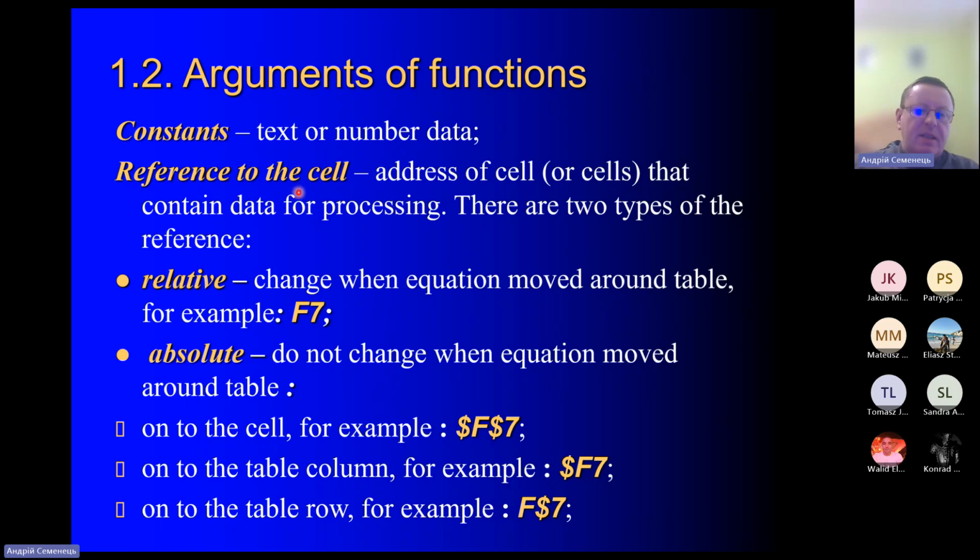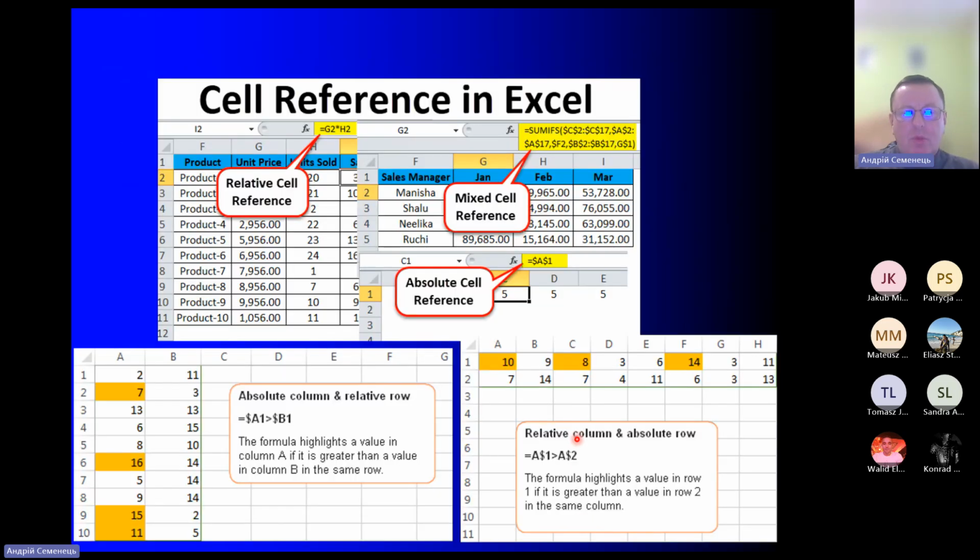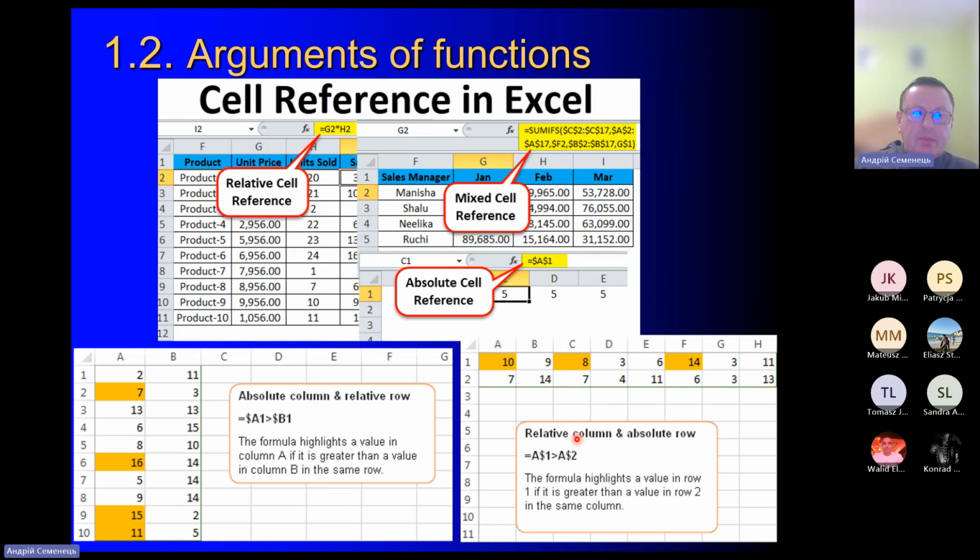References are the main way to supply data into your formula. Here we have three examples of references. A conventional example is when we refer to a specific cell, and this reference will be updated when we move our formula around. And by using the $ sign, we can make strict references to a specific cell, column or row. Here is more example about this one.